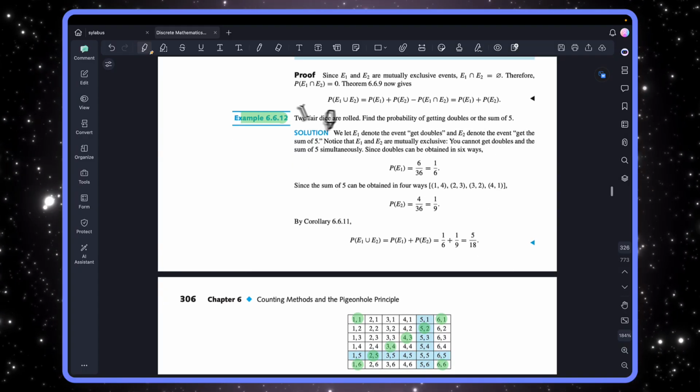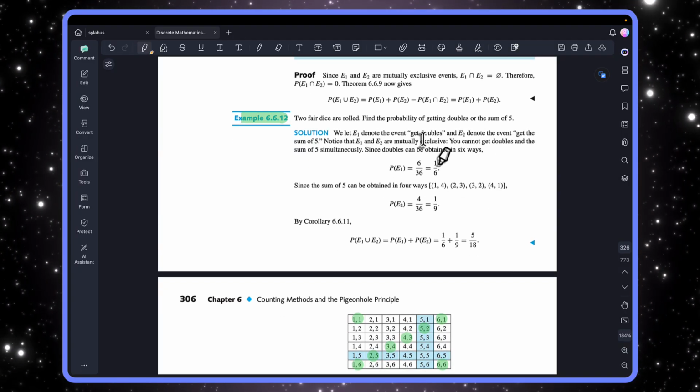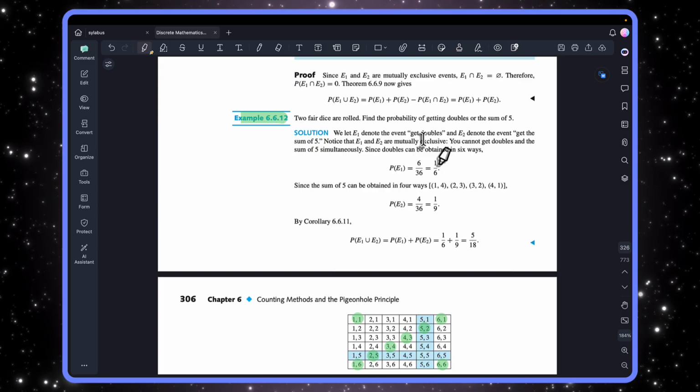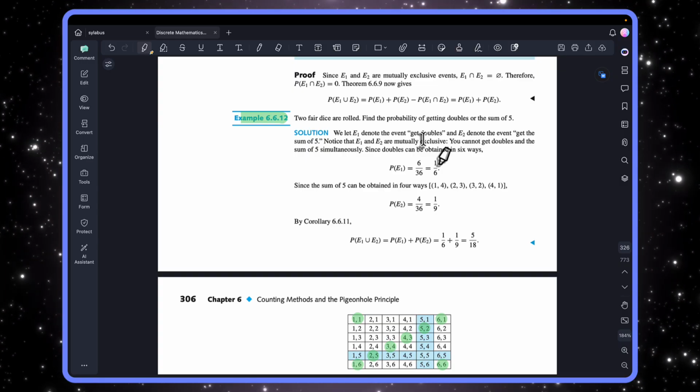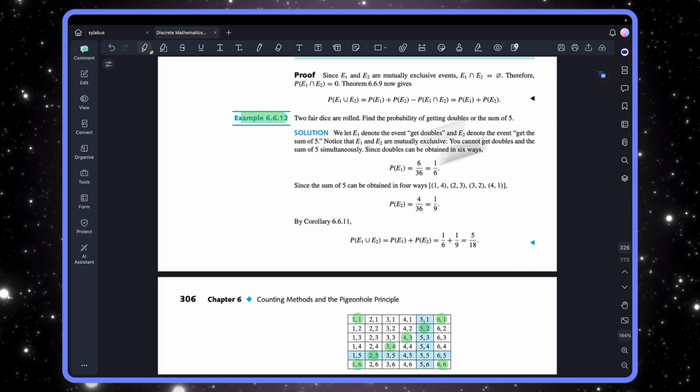Here we go. 2 dice. Let's go through some examples now. 2 fair dice are rolled. Find the probability of getting doubles or the sum of 5. Okay, so here's the solution.